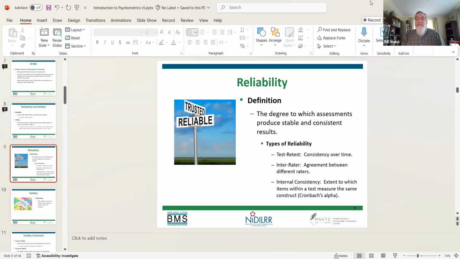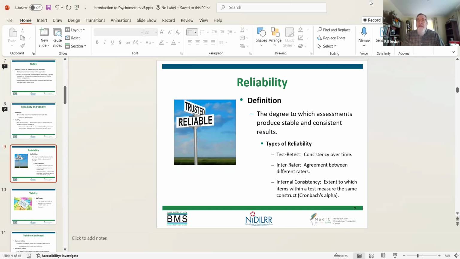Reliability is the degree to which assessments produce stable and consistent results. I love this sign here: reliable, trusted. In the 70s and 80s, if you were around, Toyotas were reliable. You turned the key and they started. You could trust it. This is exactly what reliability is. Now, to measure reliability, there are different ways: test-retest, inter-rater reliability, that's the agreement between two different raters, and internal consistency, which I'll touch on a little bit more later. But each of these has to do with consistency.